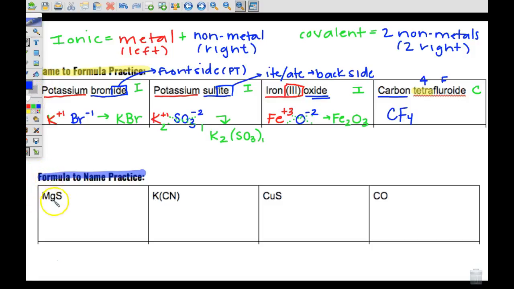So after looking at my periodic table, magnesium, or Mg, is on the left side, so it's a metal, which means I have an ionic compound. According to the rules at the top of my sheet, if I have an ionic compound, I just write out the full name of the first element. But for the anion, because it's only one letter long, which means it's a front side element on the periodic table, I know it's sulfur, but I have to change the ending to IDE.